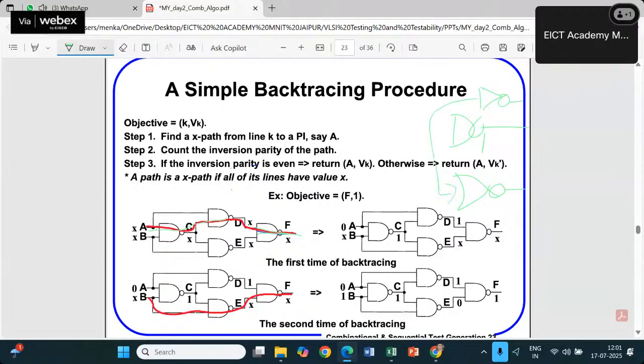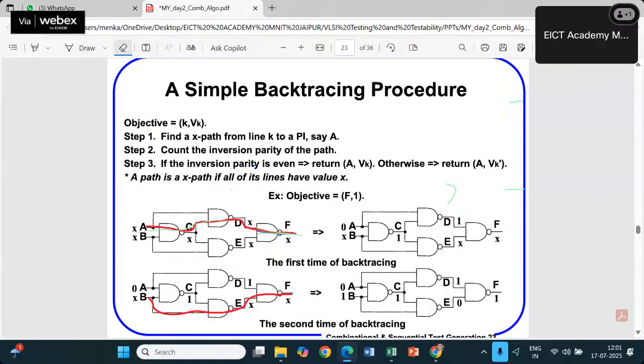Okay, so how do you have to proceed? Count the inversion parity in the path selected. You have selected one path with the red line. Now you have to count the inversion parity. The counting will happen from the output to that particular input. So the output was F equal to 1. This is 1 inversion parity, 2 inversion parity, and this is 3 inversion parity. So 3 inversion parities are there.